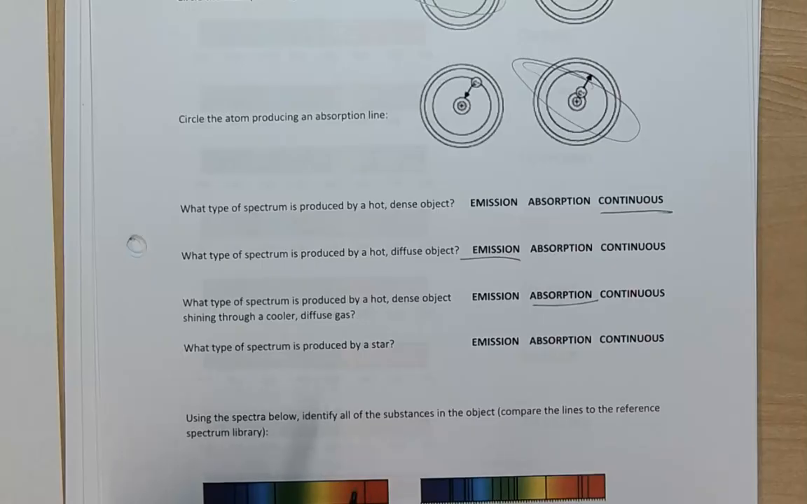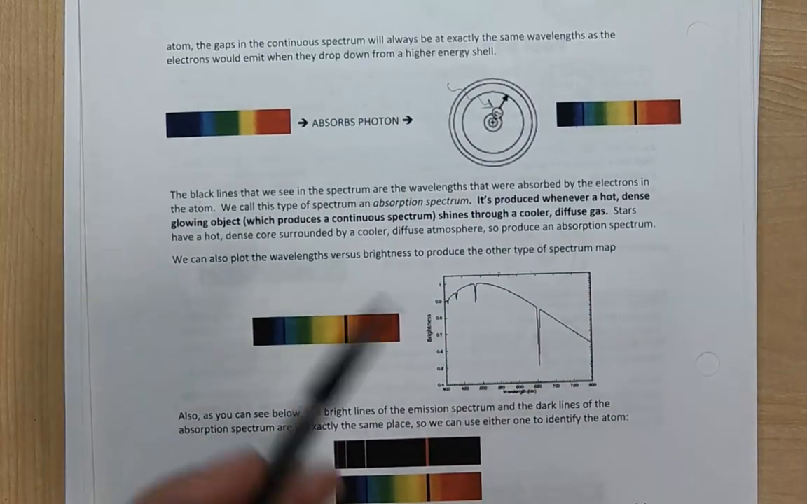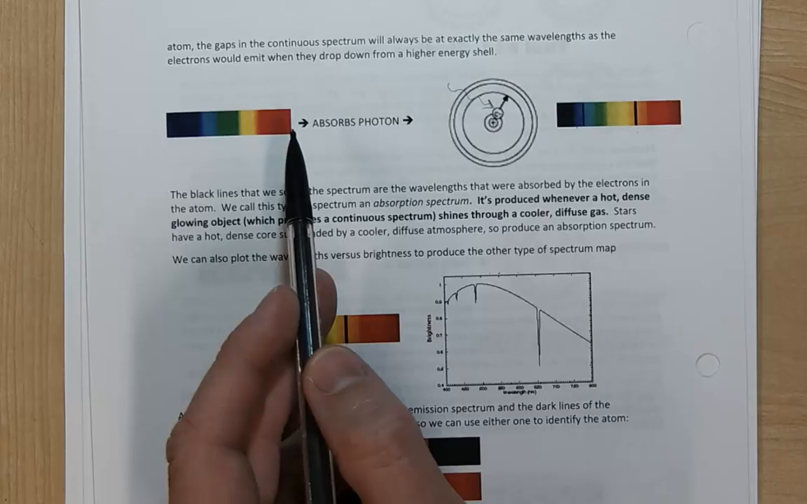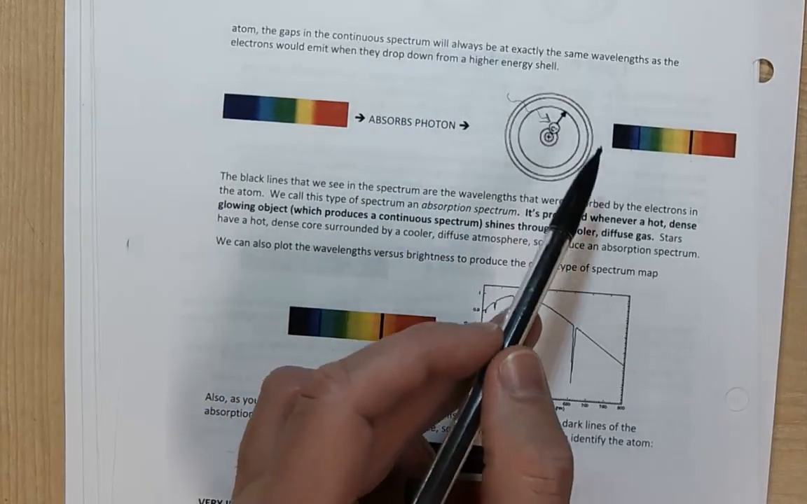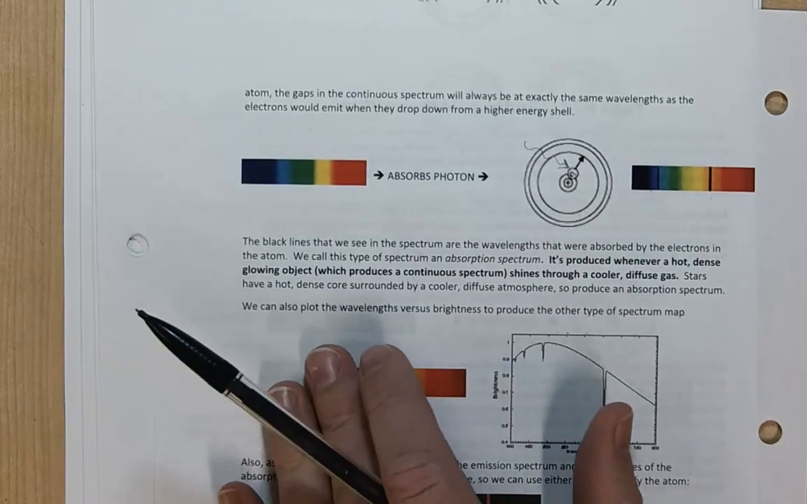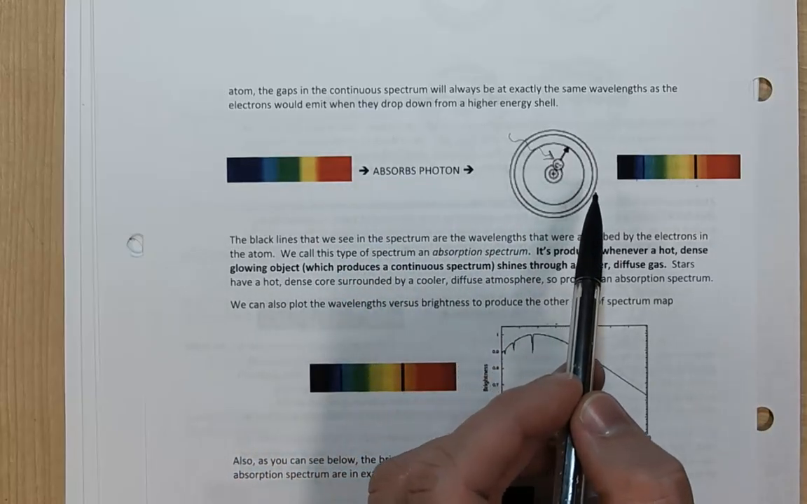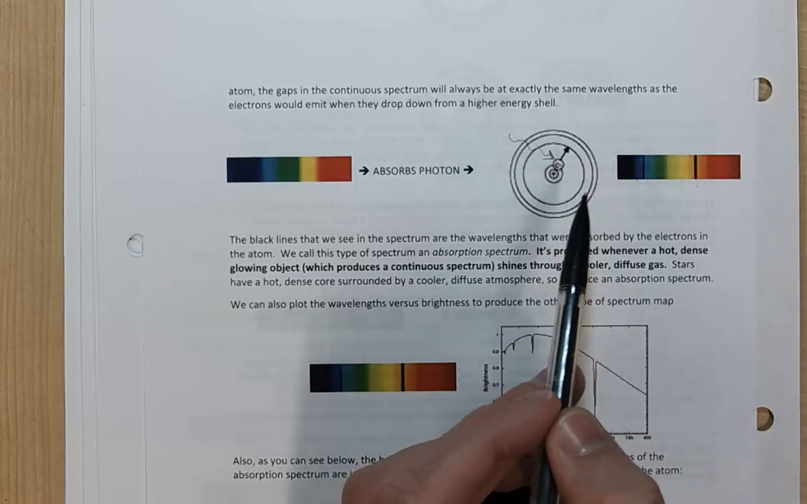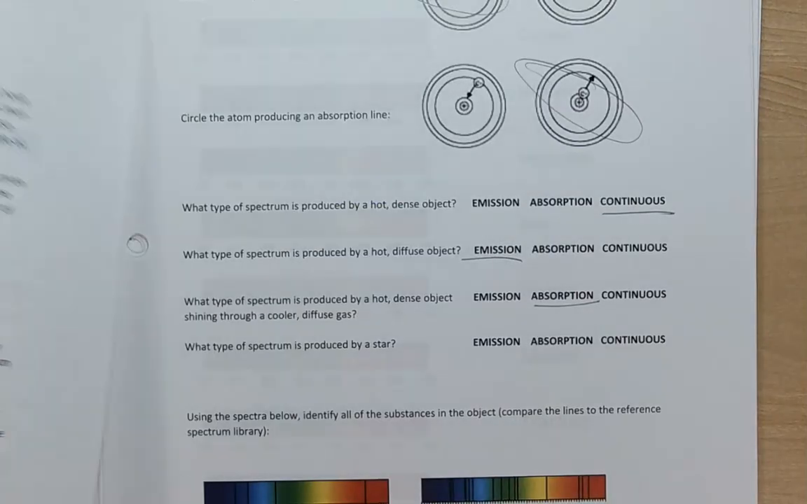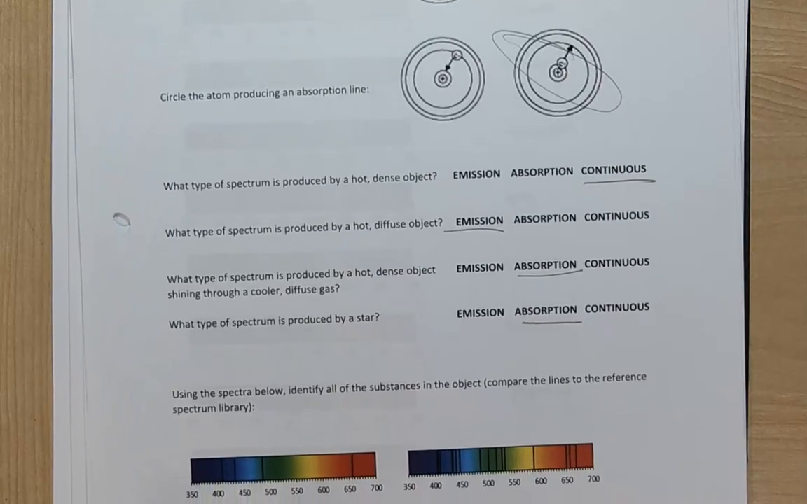What type of spectrum is made by a star? Well, a star has a hot, dense core, and so the light given off by the core is a continuous spectrum. But then at the surface of a star, you get a cool, low-density atmosphere, and as the light from the core shines through that cool, low-density atmosphere, the atmosphere will absorb some of the light, and so you'll get an absorption spectrum. So that's what you get from stars like the sun.